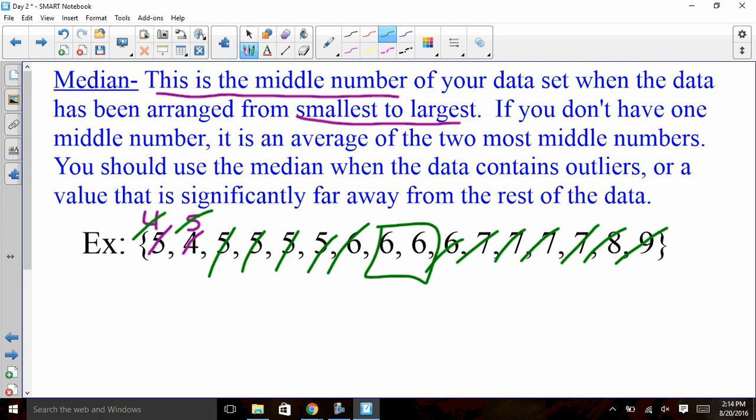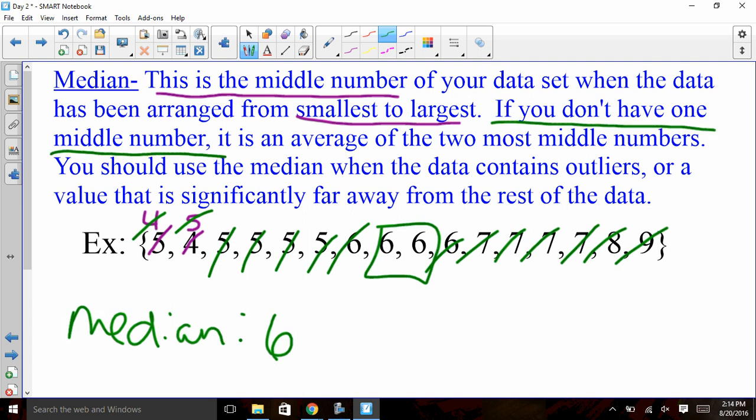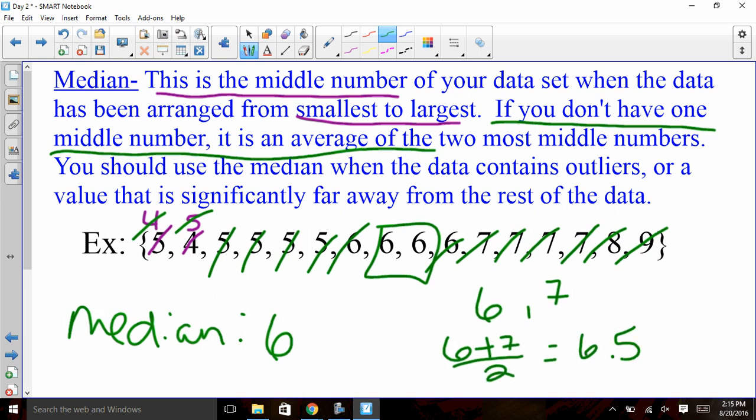I see that in this example, we get 6 and 6. Well, because it's the same number, I know my median has to be 6. What happens if you don't have two of the same numbers? Well, then what you're going to do is average them. So say for a moment that I had gotten 6 and 7 in my middle. I would take 6 plus 7 divided by 2, which would give me an answer of 6.5.